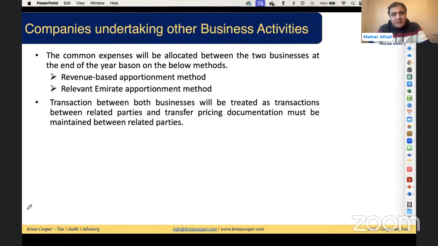Revenue-based apportionment is basically we need to consider the total revenue from the extractive and non-extractive business plus other business. Then we need to divide. So A divided by A plus B, you will get a percentage, which will be allowable or not allowable. This is a simple, straightforward thing. Total revenue divided by one component's revenue, you will get the percentage. And we'll discuss in the guide as well.